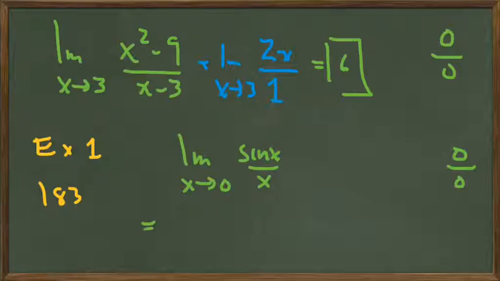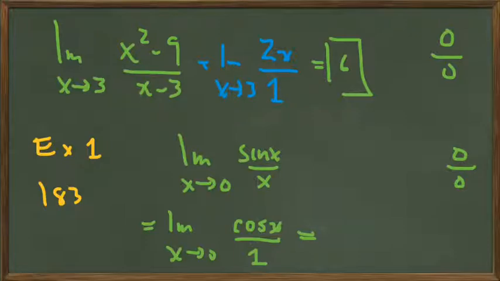So L'Hopital's rule says that should be the same as the limit as x goes to 0 of the derivative of the top, which is cosine x, divided by the derivative of the bottom, which is 1. We go back, see if we can take that limit. Yes, cosine of 0 is 1. The denominator is 1. And so we have the result that we obtained back in the derivative chapter much more quickly.